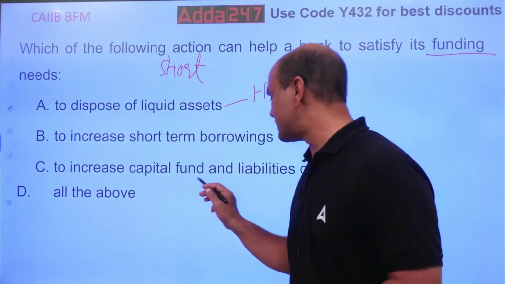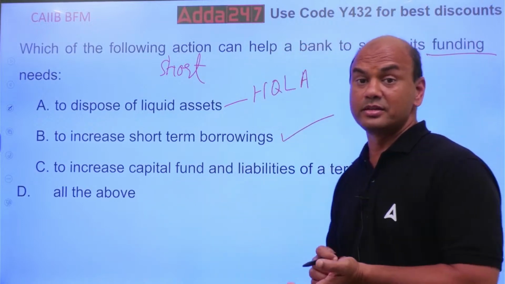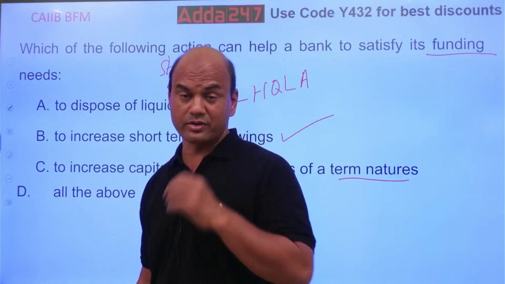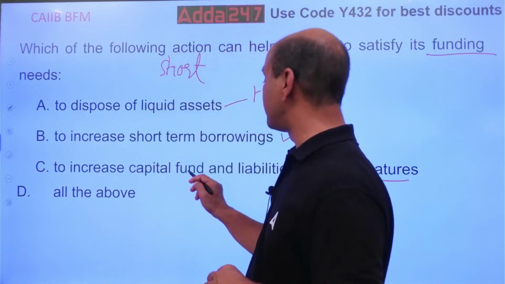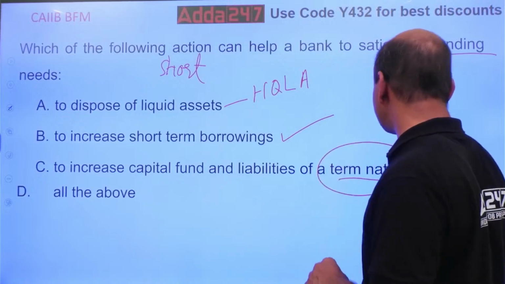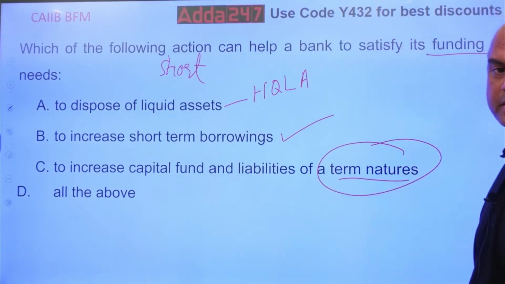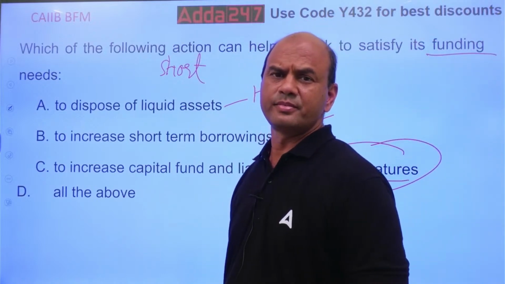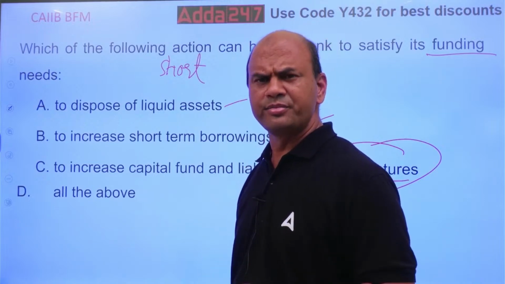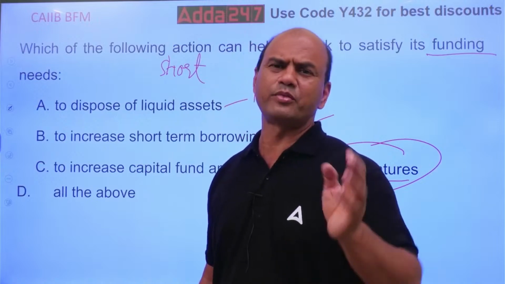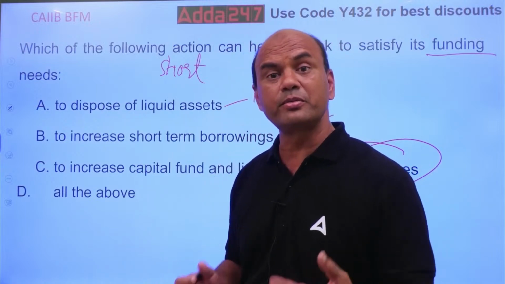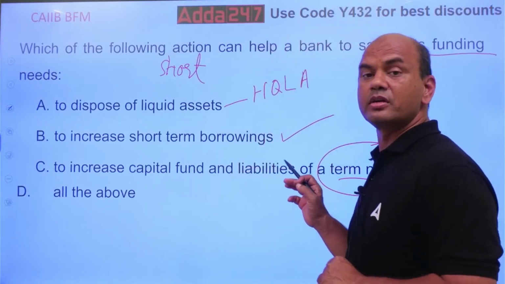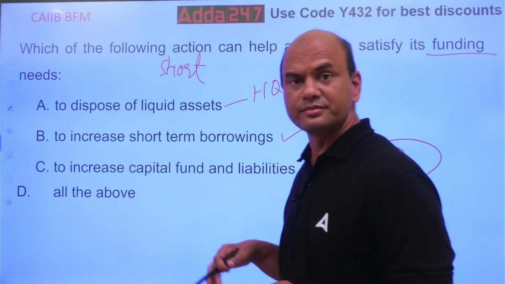To increase the capital funds and liabilities of term nature. This is something thinkable. You have to think on this point now. To increase the capital funds and liabilities of term nature means long-term nature. Term nature means what? I am taking an FD for 5 years. What happens because of this 5 years FD? Very good. That person is giving me money, I'll have to give him after 5 years. So, my present problem is solved. Isn't it? So, taking the capital funds or these liabilities of term nature, long-term nature.